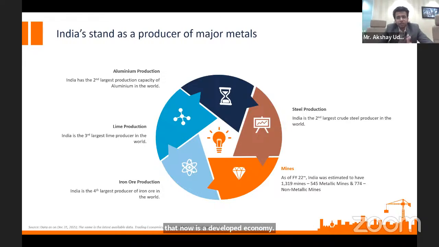Similarly, we have India. The availability of resources plays a crucial role in transforming an economy. India also has some of its strength in the metals and mining sector. It is a producer of major metals and a big exporter of steel, aluminium and iron ore to many of the global counterparts. Just for highlights, India is the second largest crude steel producer in the world. It has the second largest production capacity of aluminum in the world. It is the third largest lime producer and the fourth largest producer of iron ore in the world. As of FY 2022, the data is a bit dated, but there were close to 1,300 mines in India, of which more than 545 belong to the metallic sector and around 775 belong to the non-metallic sector.